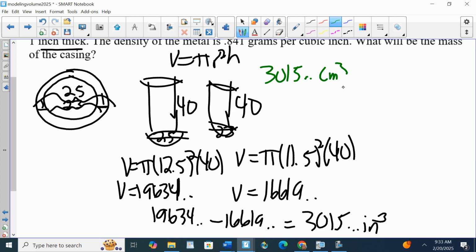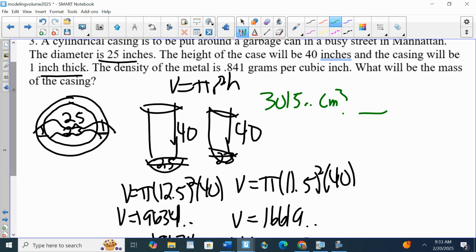Now I take my 3,015... cubic inches and I start my dimensional analysis. I'm looking for cubic inches. There it is. I'm sorry, cubic centimeters. Something's not right here. Where's centimeters coming from? Inches. Cubic inches. Cubic inch to grams, 0.841 grams per cubic inch.